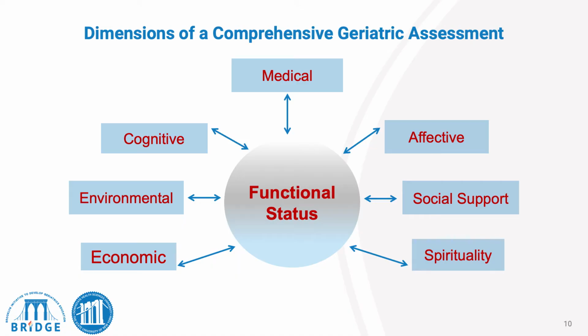The components of a comprehensive geriatric assessment all come together to determine the patient's or the community resident's functional status, and then that is their medical conditions, what may affect that, support services, social support, psychosocial support, their spirituality, their economic status, the environmental status that they live in or their neighborhood is in, and their cognitive status. And that all comes together to impact their functional status.